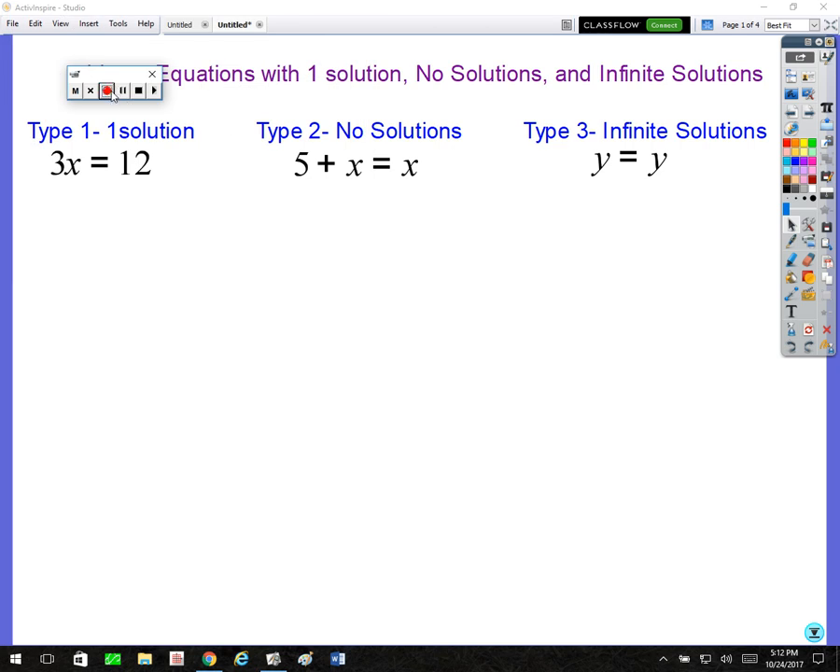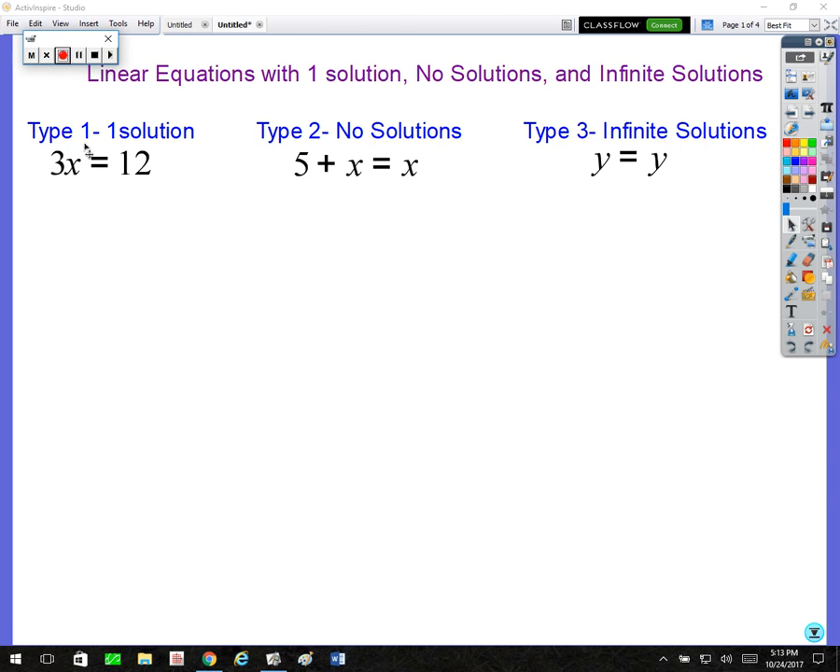Alright guys, welcome to today's review from what we worked on in class today. Remember, we're going to look at solving linear equations that have one solution, no solution, and infinite solutions. So what I've drawn up here real quick is kind of easy, simple problems for us to look at to give you the basic idea of what we're looking for.